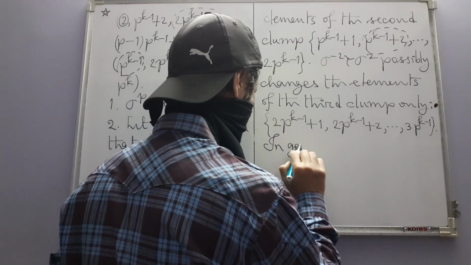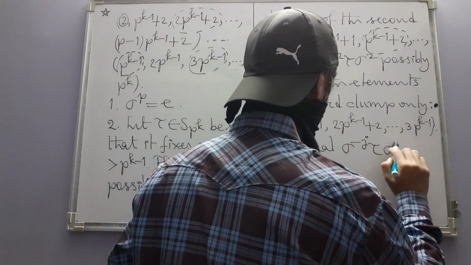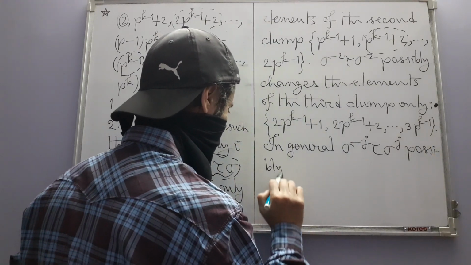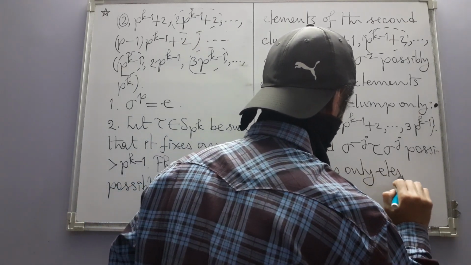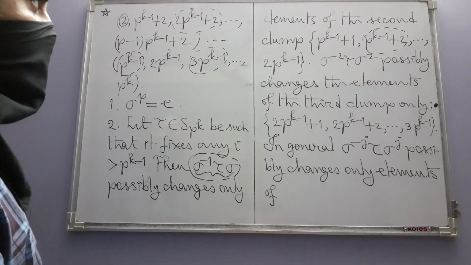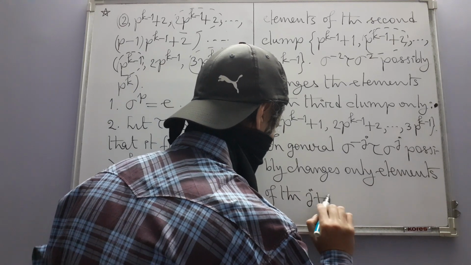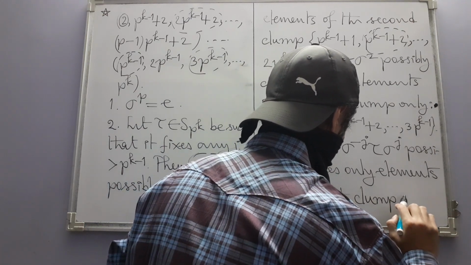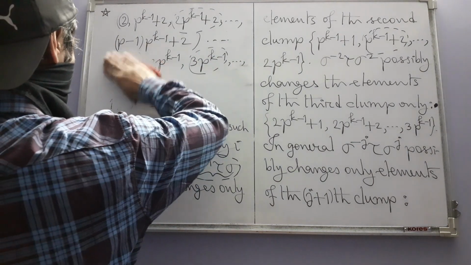In general, this possibly changes only elements of the j plus 1th clump, which of course is going to look like this.